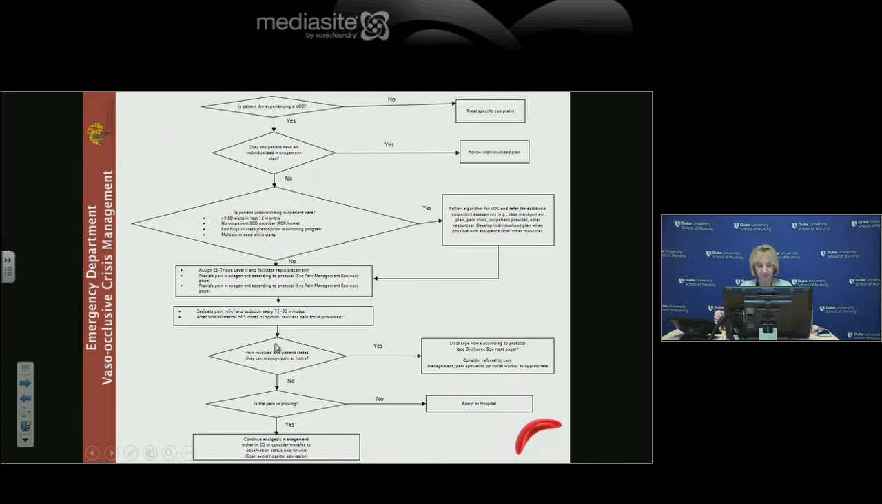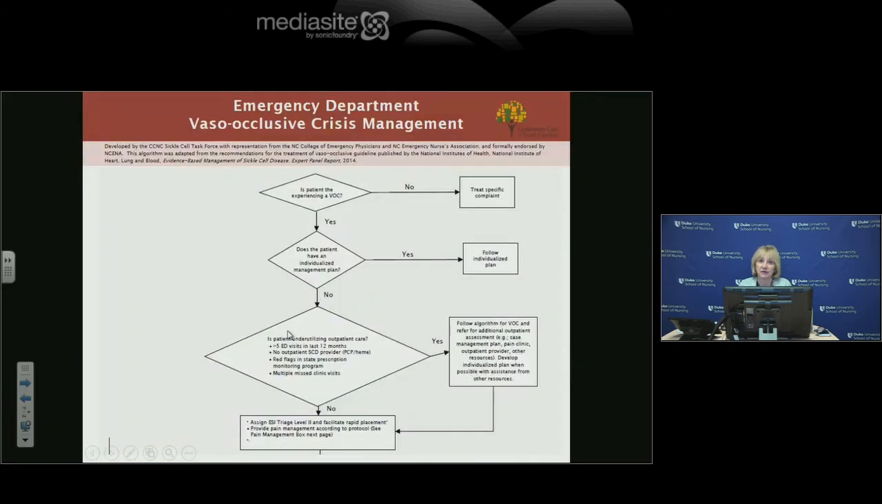What we have done in North Carolina in partnership with CCNC, with North Carolina ENA, and North Carolina College of Emergency Physicians, is take the 17 recommendations for the treatment of VOC and put them into an algorithm form. Importantly, this algorithm was endorsed by the boards of directors for both North Carolina ENA and North Carolina College of Emergency Physicians. So your professional organizations in the state of North Carolina have endorsed these recommendations via this guideline. It actually says that up at top here.